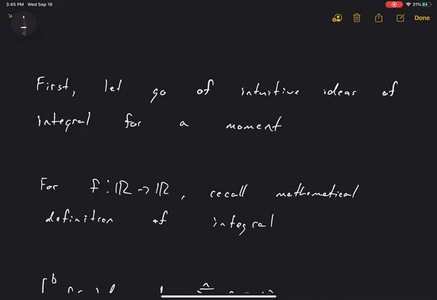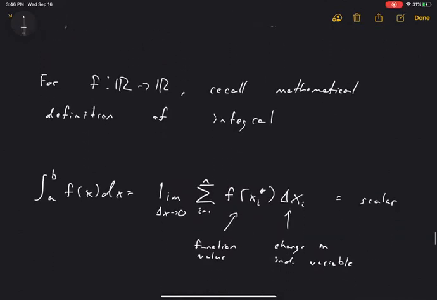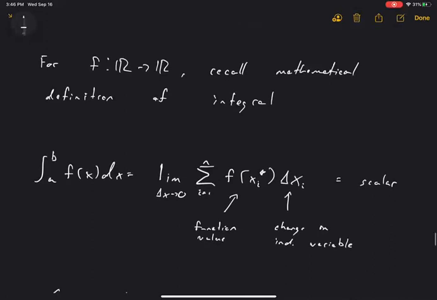We could think of integration as giving us the area beneath a curve and so on. And having that intuitive idea is good, but sometimes it gets in the way. So just for a moment, let's forget about that geometric idea of what integration means and just think of it in pure mathematical terms. In pure mathematical terms, the integral is really just the limit of this sum.